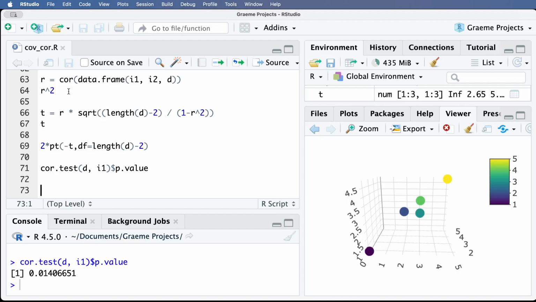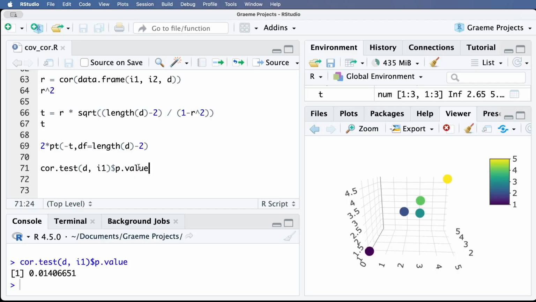So what this p-value for cor.test tells you is whether or not you have a significant relationship between the two variables that you're looking at. In this case, since we're looking at D and I1, and our p-value is 0.014, this would be considered a significant relationship between D and I1, and therefore we would reject the null hypothesis that D and I1 are not correlated, or that there is no relationship between D and I1, or that if you increase D, I1 will not change, or will change in an unpredictable fashion relative to D.